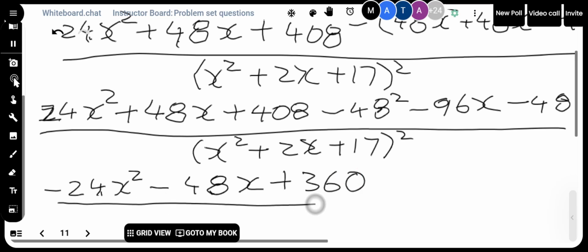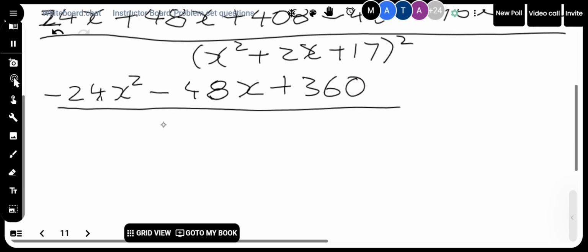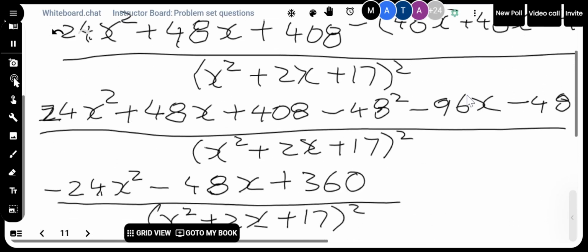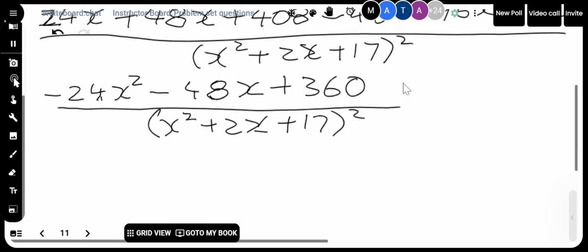And all of that is over the denominator that we had before. So x squared plus 2x plus 17, all squared. The question we're asking is for this derivative, right? Our original question was, where is it increasing? And I said that it's increasing wherever this thing that we're getting is greater than 0.